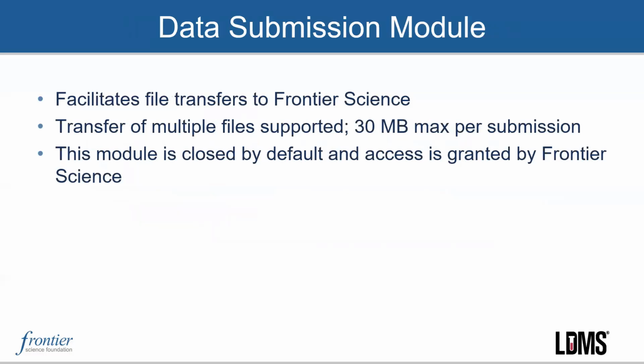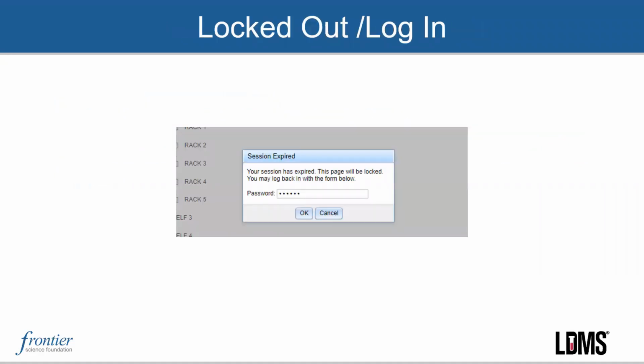We have a new module, the data submission module. It facilitates file transfers to Frontier Science, and you can transfer multiple files. There's a 30 megabyte max per submission. And this module is closed to everyone by default, and access is granted by Frontier Science if you belong to a project or study that will be using that module. But it is something you will see in that toolbar at the top.